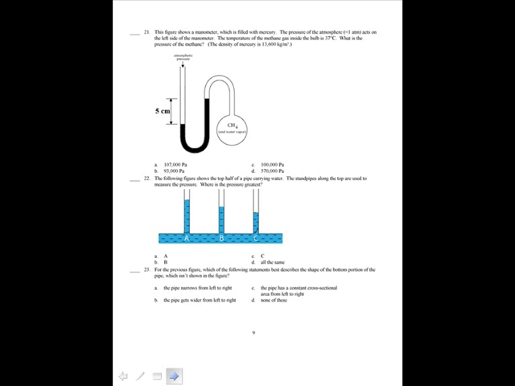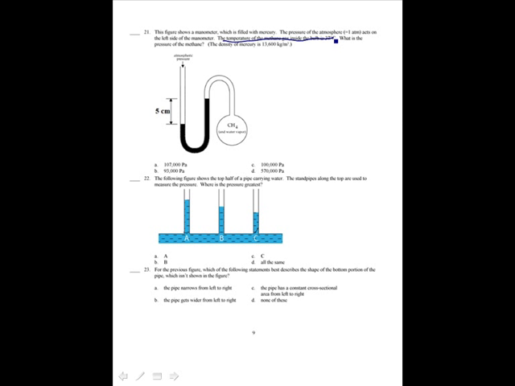The figure shows a manometer which is filled with mercury. The pressure of the atmosphere acts on the left side of the manometer. The temperature of the methane gas inside the bulb is 37 degrees Celsius. What is the pressure of the methane? You don't need the temperature, that's just sort of to throw you off. Alright, so I'm just going to cross that out.